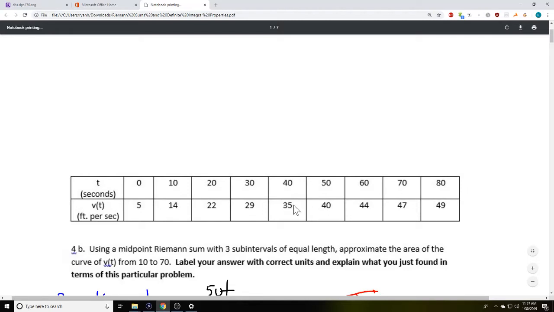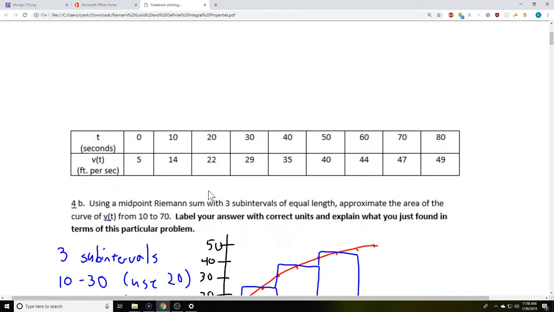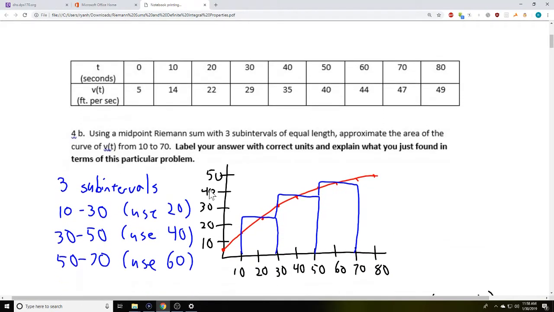And then, since we want the midpoint sum, we're going to take the midpoint of each of those intervals. So, for example, for the 10 to 30, we want the midpoint of 10 to 30, which is 20, right? And so this is what the diagram will look like, all right? And that'll determine what y value we use. Okay, so we're going to use the y value of 20, the y value at 40, midpoint between 30 and 50, and the y value at the midpoint between 50 and 70, which is 60. Okay, so this is what the midpoint sum looks like.